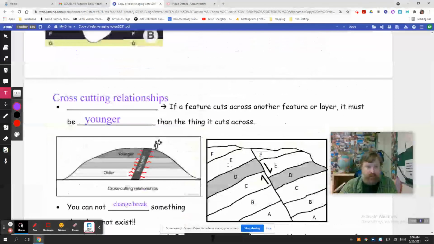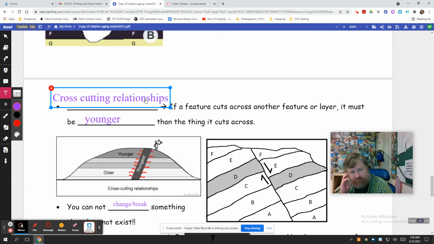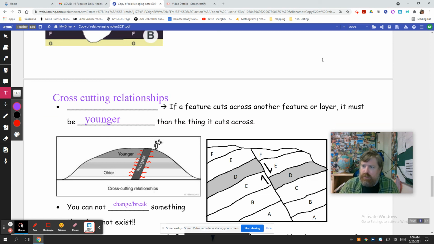Don't get too panicked about the names. It's going to be more about figuring out how to use them. I very, very rarely see the names pop up on a Regents, and I don't think many of us are taking the Regents anyway. We don't have to worry about it as much this year. So don't worry about the names as much. It's going to be more like using all these rules. And we'll practice a bunch. Everybody's going to do great.